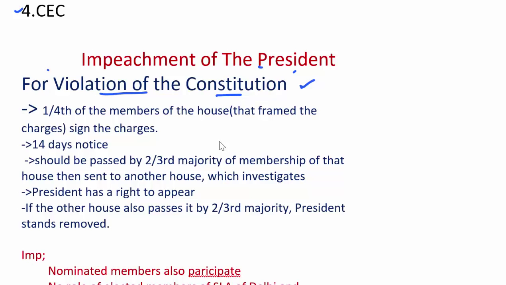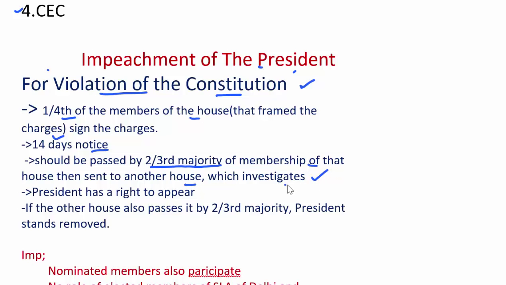The process can be initiated in either of the House. First, it requires that 1/4 of the members of the House sign the charges, and these members are of that House which has framed the charges, and a 14 days notice is sent to the President. After this, the discussion starts in the Parliament, and if the House passes it by 2/3 majority of membership of that House, then it is sent to the other House, which then investigates.